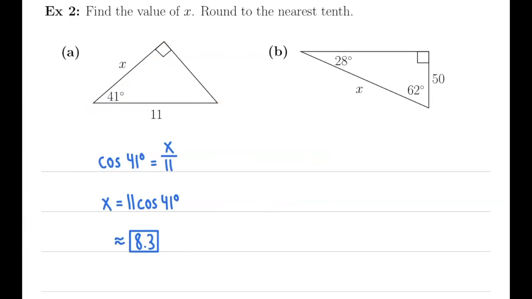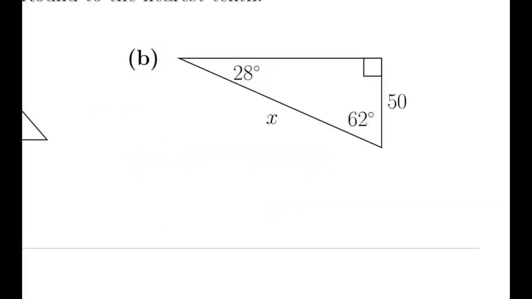All right, let's do part B. So now we need to find the length of the hypotenuse.